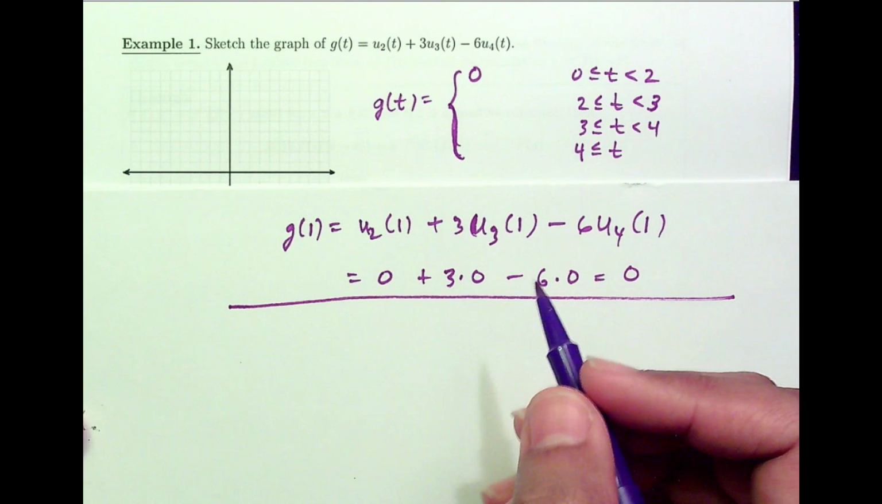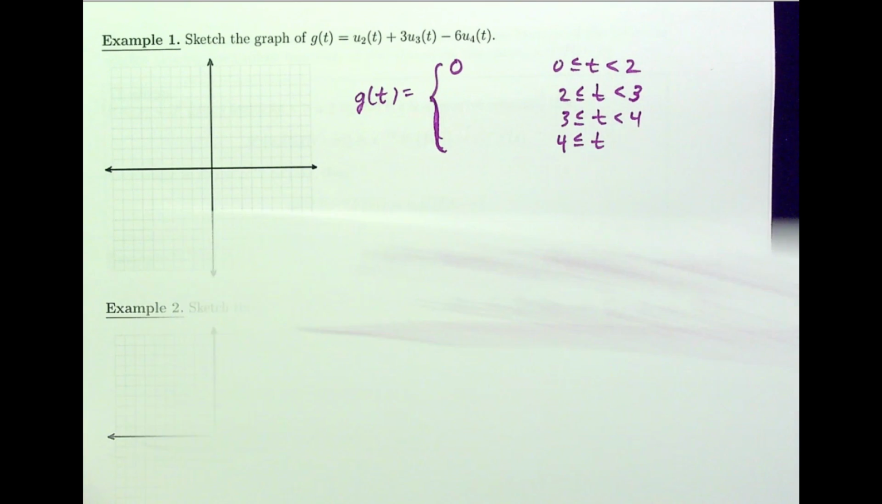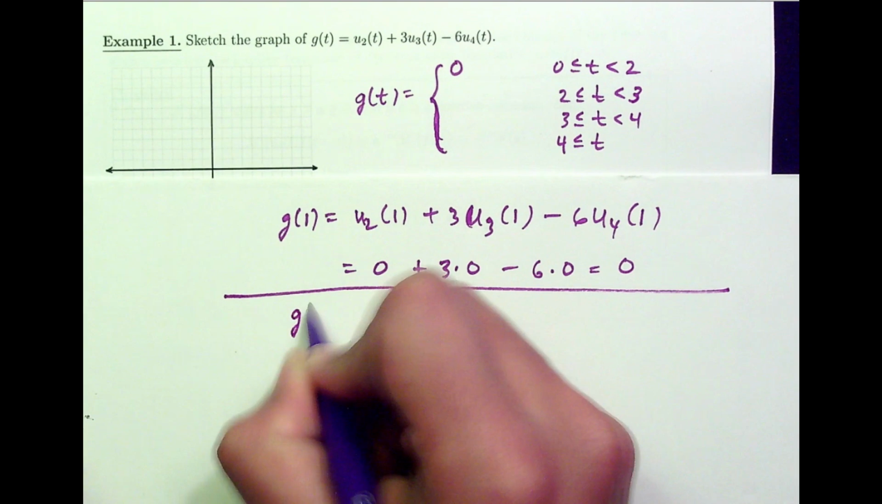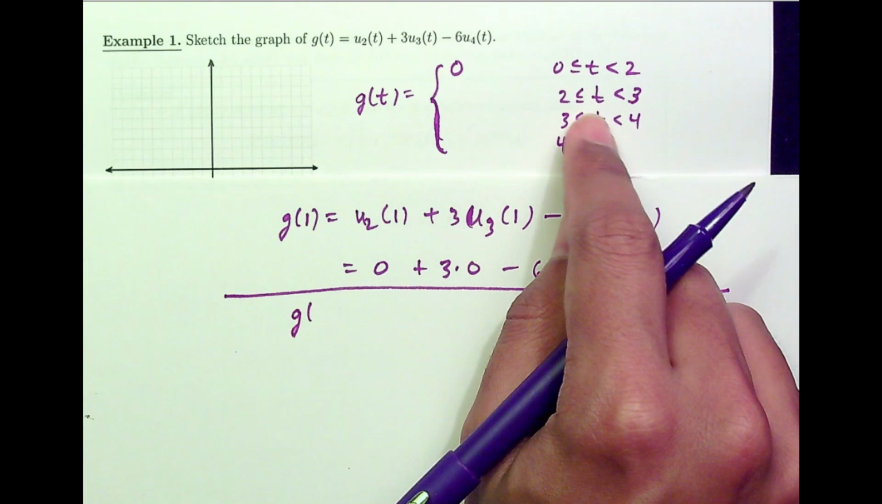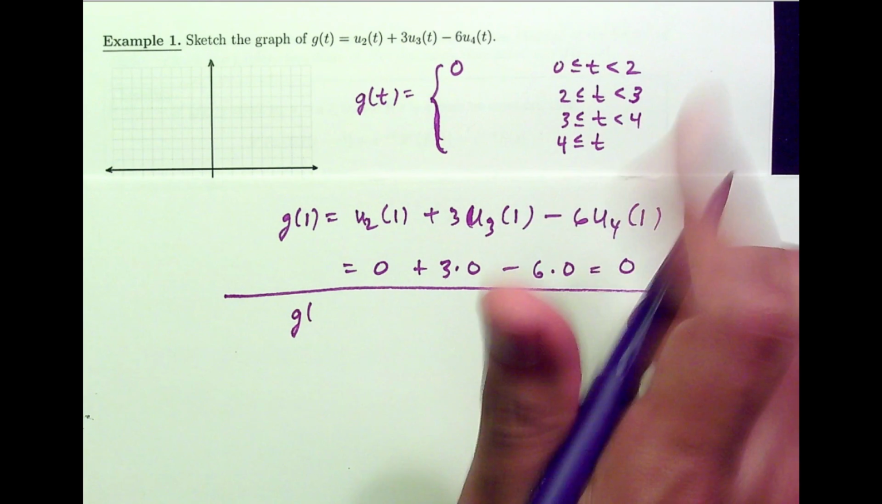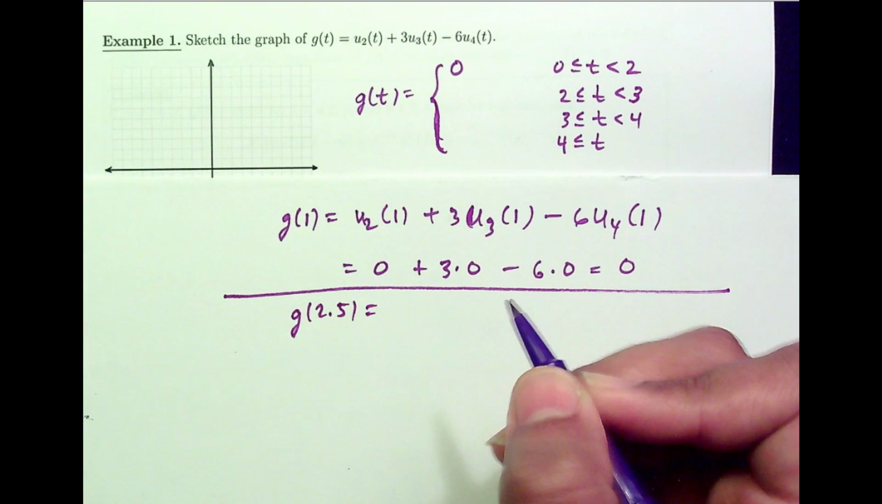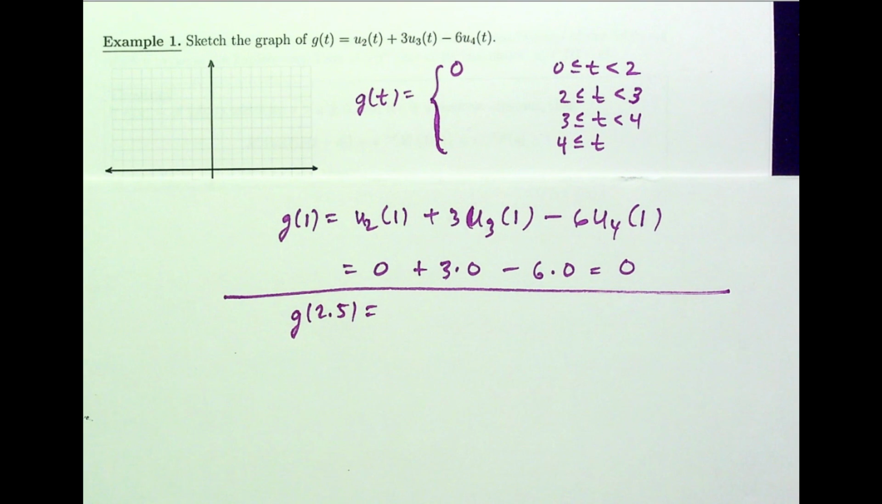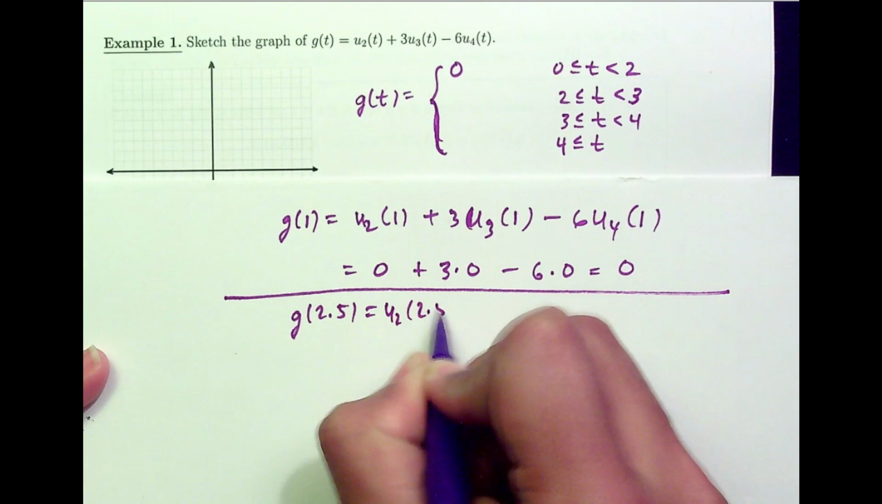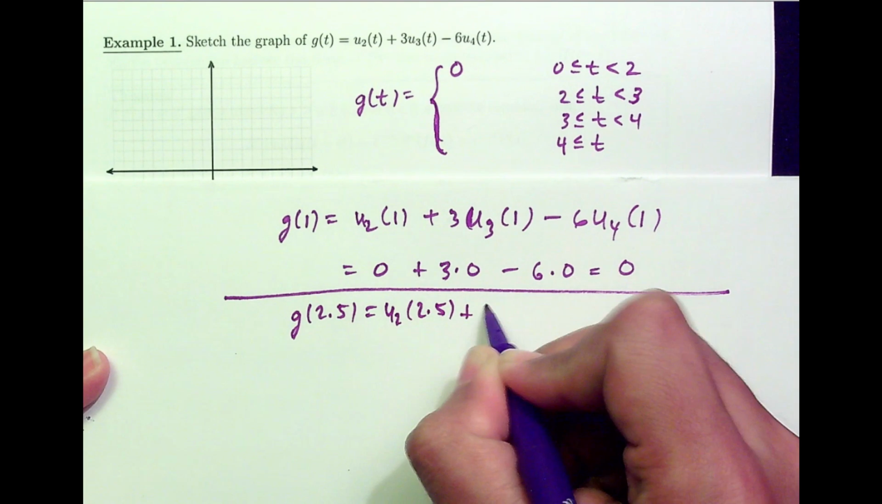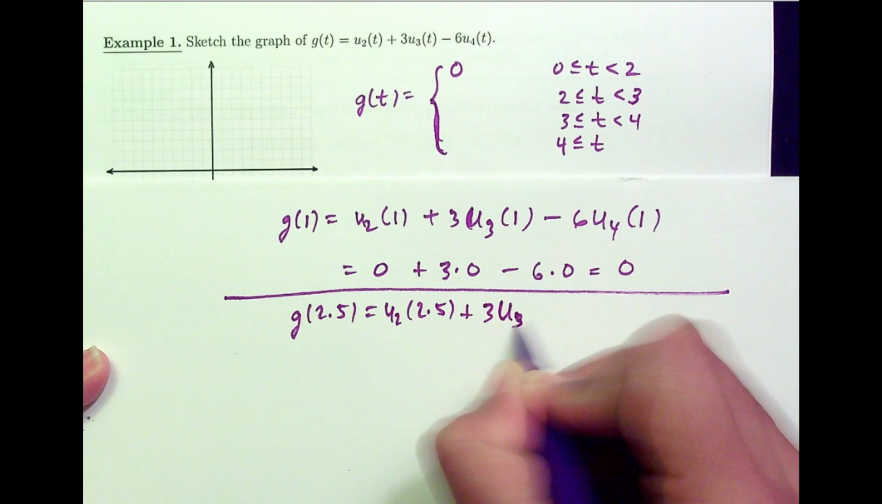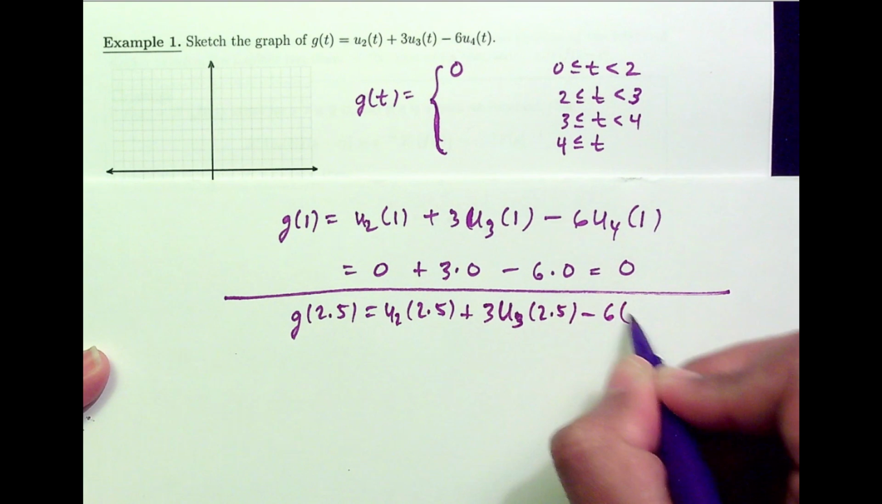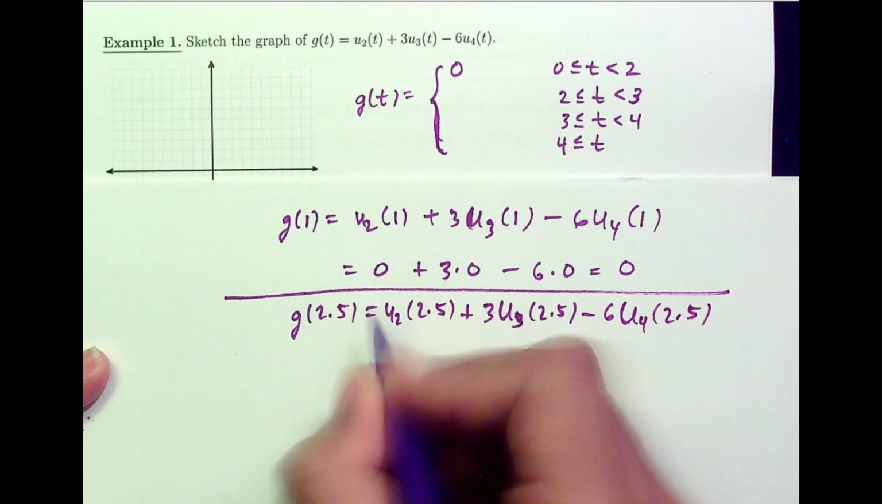Okay, now let's figure out what is the value at a number between 2 and 3. Let's pick, I don't know, 2.5. You could have also picked t equals 2, but just to make it even clearer, let's pick a number that is right in the middle, 2.5. So now this means u2 of 2.5, so I'm just going to copy this, plus 3 u3 of 2.5, minus 6 u4 of 2.5.